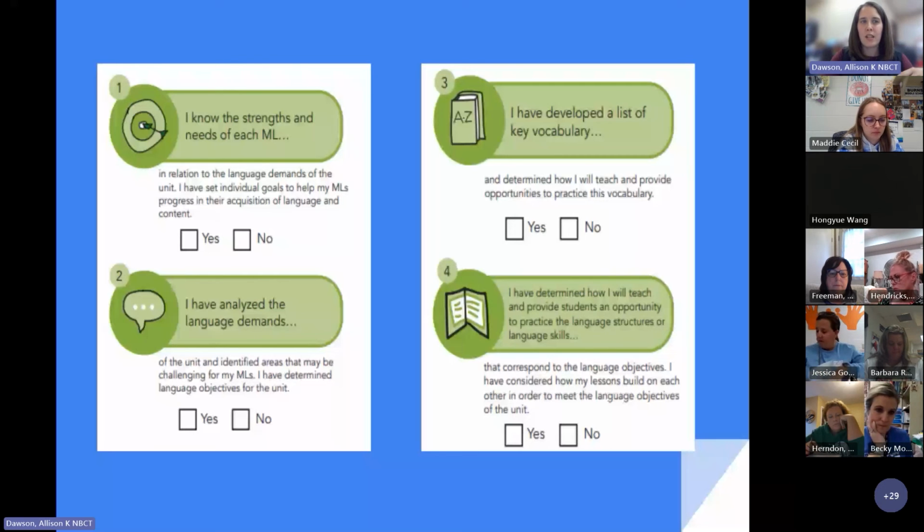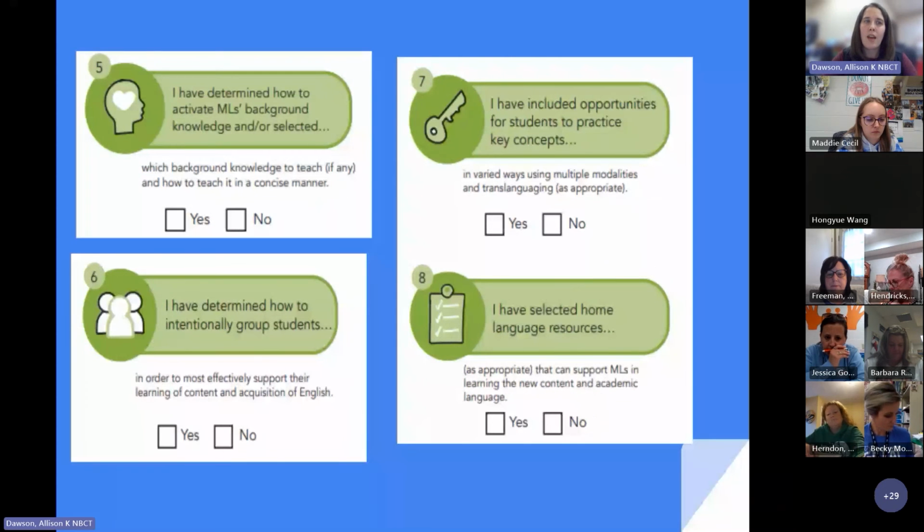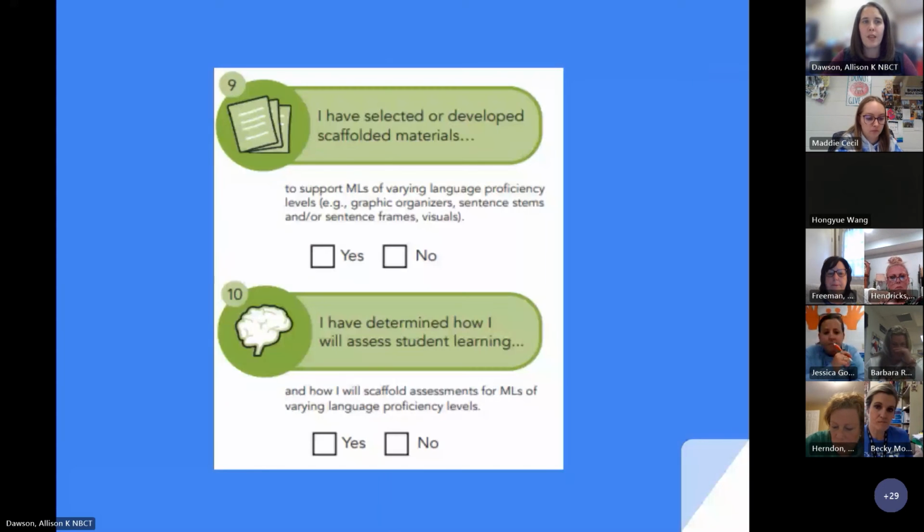First, I know the strengths and needs of my multilingual students. 2, I have analyzed the language demands. 3, I've developed a list of key vocabulary. 4, I've determined how I will teach and provide students an opportunity to practice language. 5, how can I activate background knowledge? 6, intentionally grouping students. We're going to spend a lot of time in a future session talking about that too. 7, how can I include opportunities for students to practice? 8, selected any home language resources that are available. And then 9 and 10, developing those scaffolded materials and determine how I will assess students and if any of that needs to have some extra help or some scaffolds.